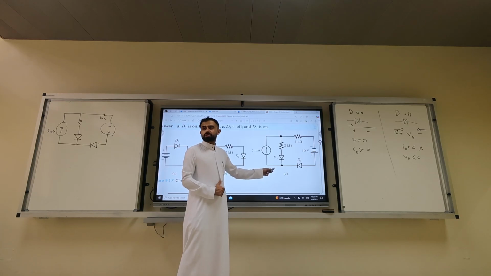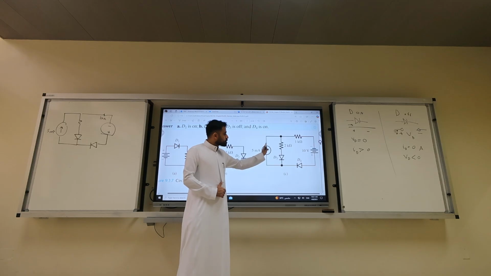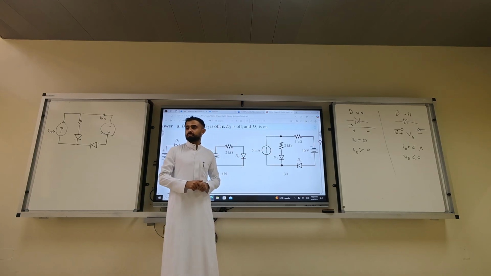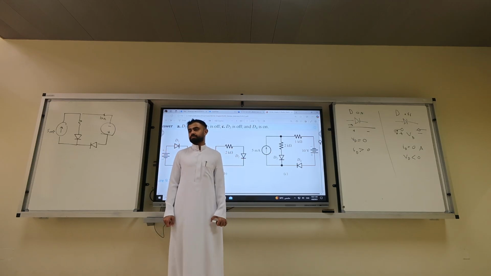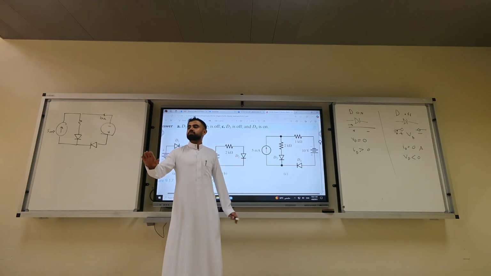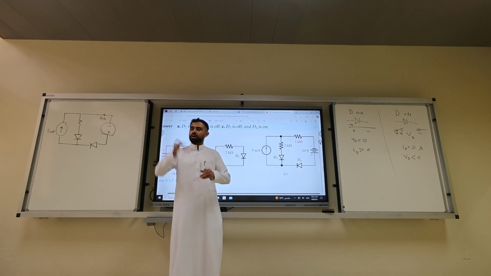So you can't do source transformation. You only do source transformation if you have a current source in parallel with a resistor. Then you can replace it with a voltage source in series. This one? No, there is a diode here. It has to be only a resistor to do source transformation. Plus, we don't want to mix the diode concept with the source transformation concept. It's too advanced, okay?